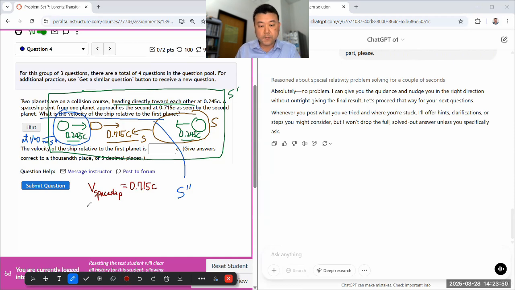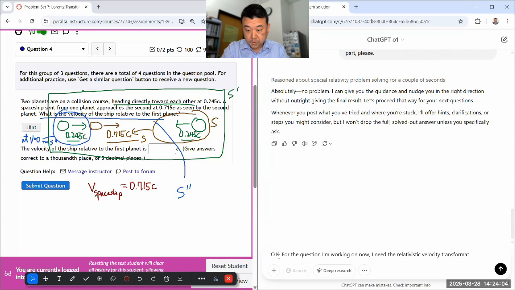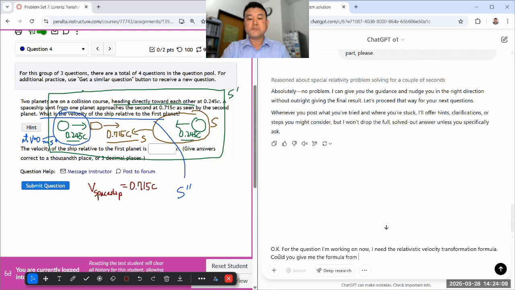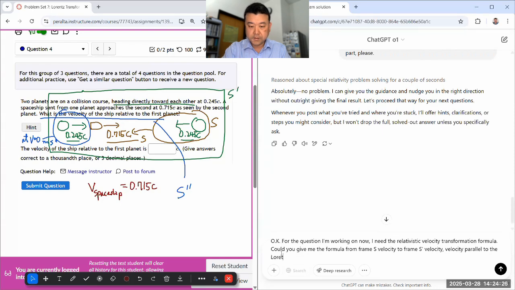And to transform it, okay, for the question I'm working on now, I need the relativistic velocity transformation formula. Could you give me the formula for frame S to frame S prime velocity, parallel to the Lorentz boost direction?